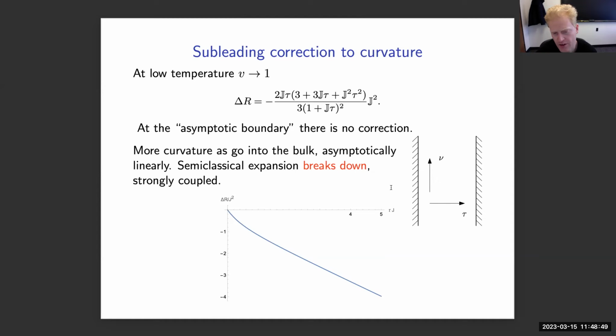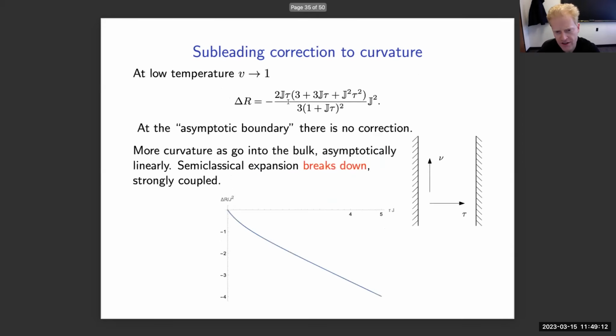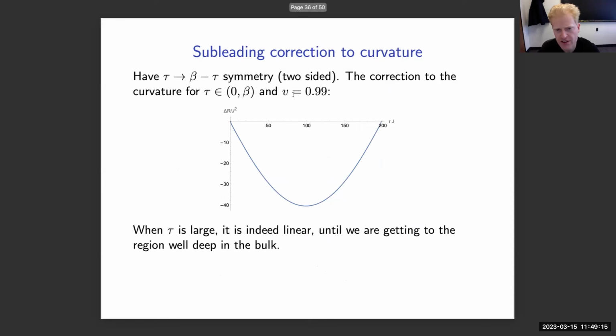Okay, now, however, this geometry is still expected to respect a Z2 symmetry of reflection in this horizontal direction. So that basically corresponds to tau goes to beta minus tau. Here I just show this correction delta R as a function of tau over the full range, not in this expansion at low temperature, but just at some fixed value of the temperature, which gives V equals 0.99. I just plug in V equals 0.99 in this formula and plot it. So you see that indeed it's reflection symmetric.